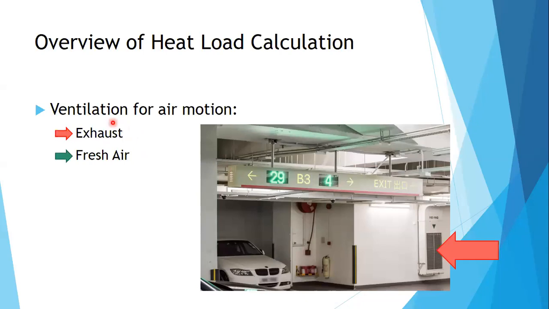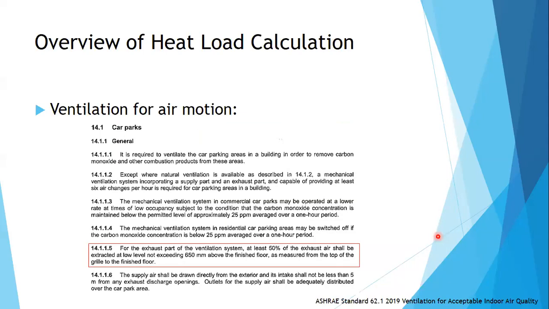Again, another one. This one is a car park. Here is a shot of a car park in Singapore, where you would notice these exhaust points. Sometimes the code will specify to you. In this case, this is not the ASHRAE standard. This is SS553. It states there that the exhaust part of a ventilation system must be at least 650 mm above the finished floor line.